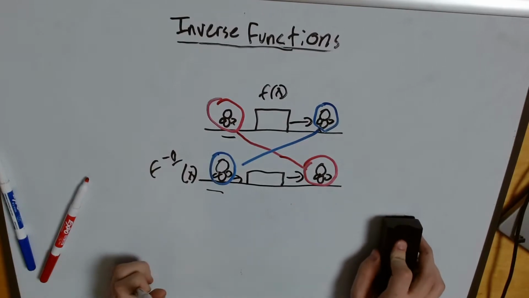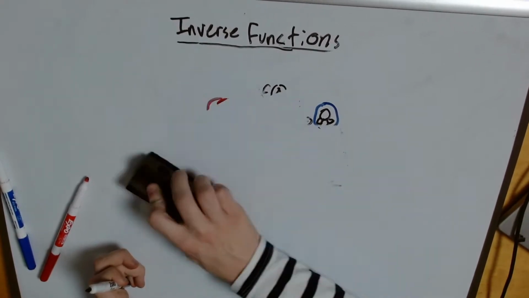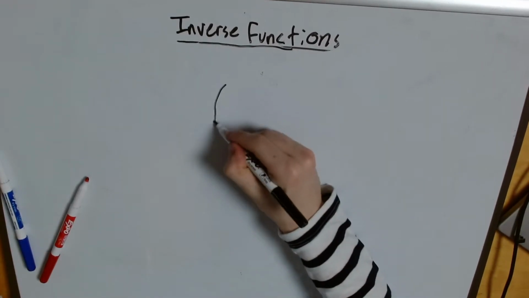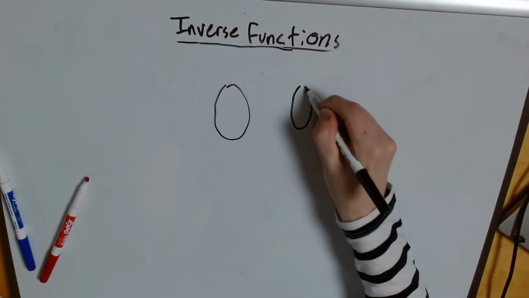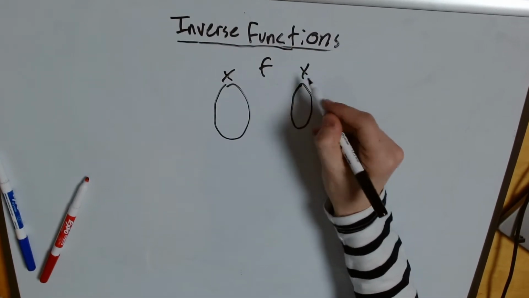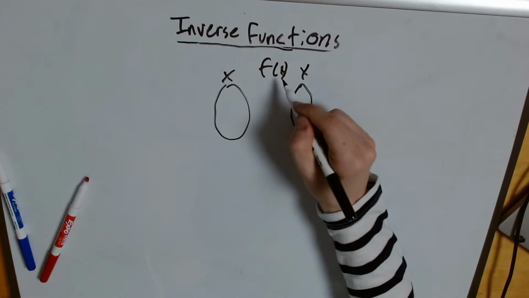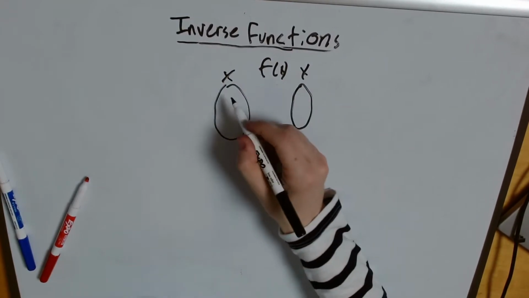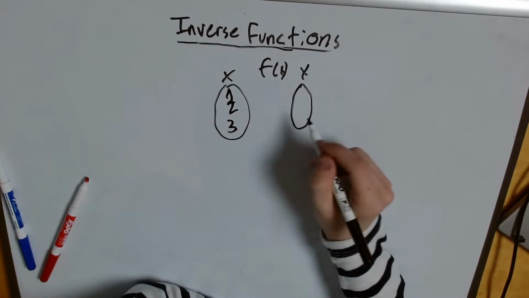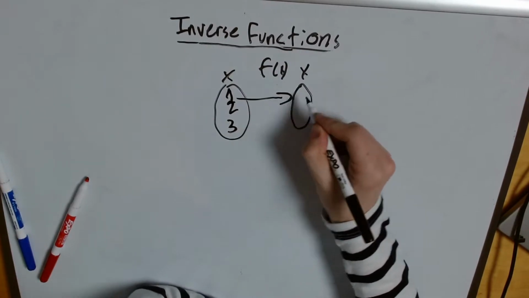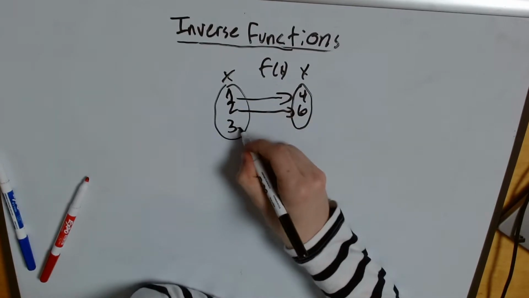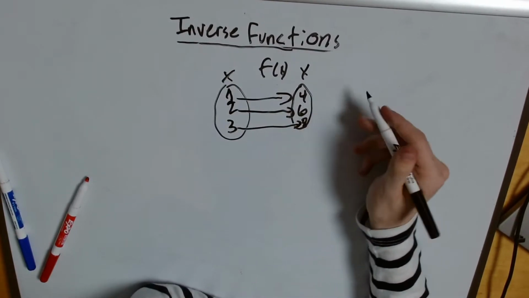So if that all seems still a little confusing, let's try to make it clear with a very, very simple function. All right, so say I have a function, and these are my x's and these are my y's. And so if I put in an x, I'll get a y. Let's say I have 1, 2, and 3. And if I plug in 1, I get 4, and I plug in 2, I get 6, and I plug in 3, I get 8.